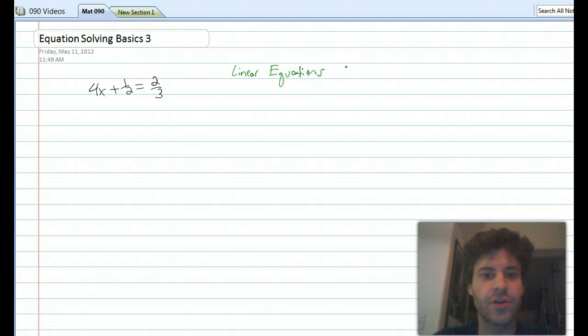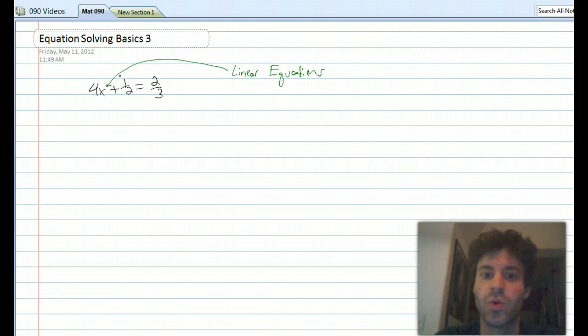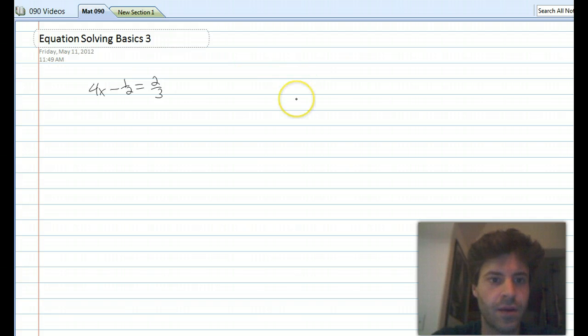They're called linear equations because of the power on x. The power on x is actually just a 1. We don't write it in there, but there is an imaginary 1 in that equation. If the power on x is 1, it's called a linear equation, and that's what we've been solving in these equation solving basics. Okay, now let's actually get to solving this equation.